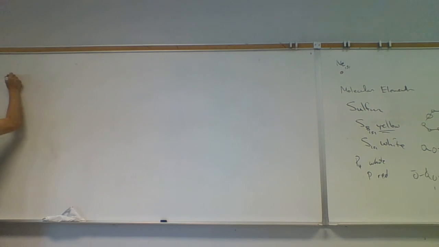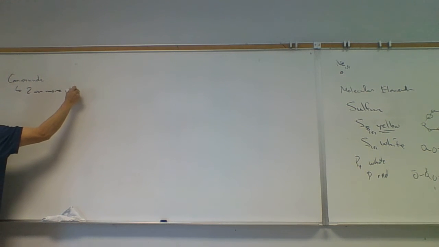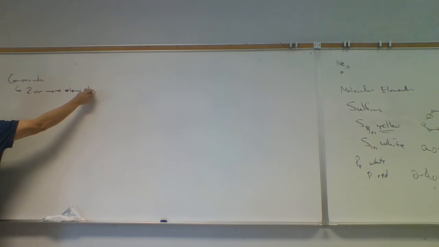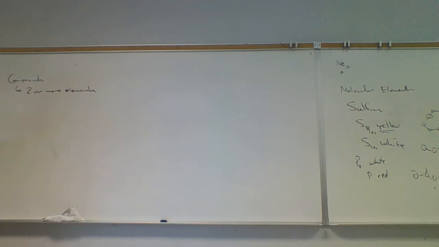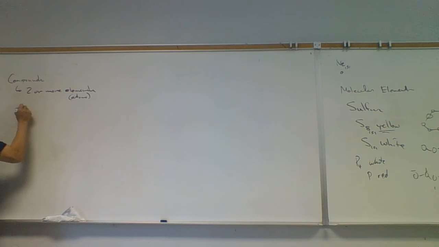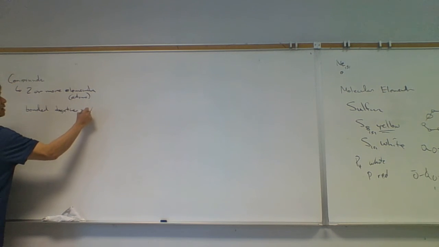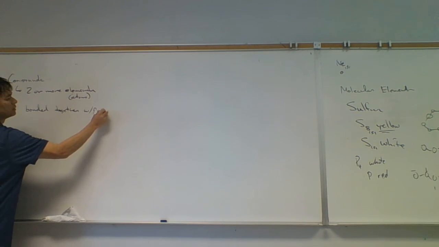Okay, those are the elements. Let's take a look at the compound. Now compounds, these are 2 or more elements. And they're going to be attached to each other. We're going to have 2 or more elements. These are atoms. And these are going to be bonded together with fixed composition and properties.